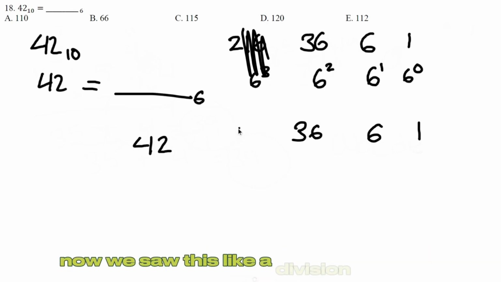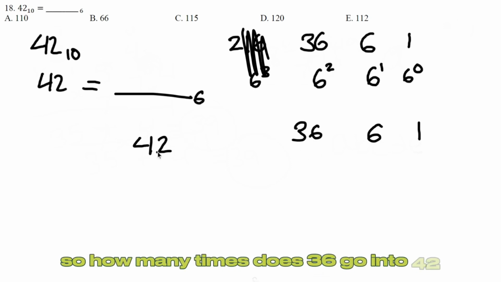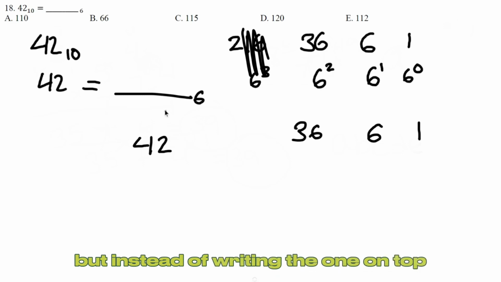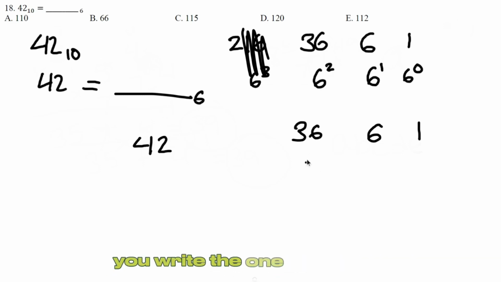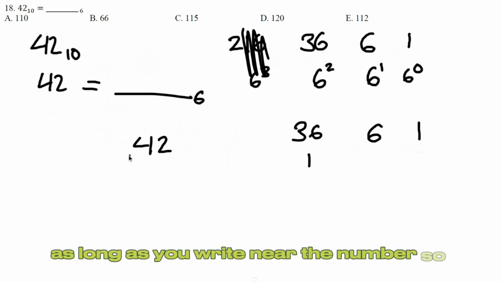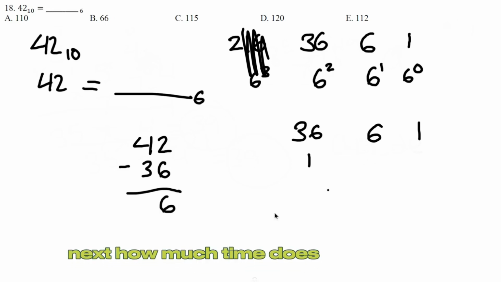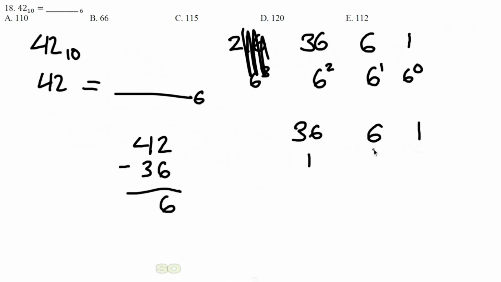Now we solve this like a division problem, but it's slightly different. So how many times does 36 go into 42? Well, it's just 1. But instead of writing the 1 on top like a normal division problem, you write the 1 right here, or on top of this, as long as you write it near the number. So 42 minus 36 gets you 6. Next, how many times does 6 go into 6? Once. So we write it here. Now we subtract 6.